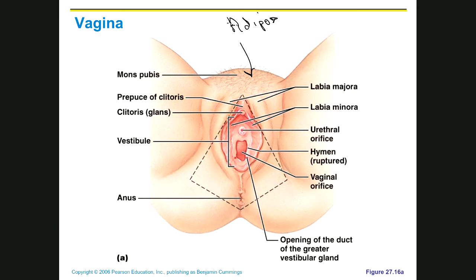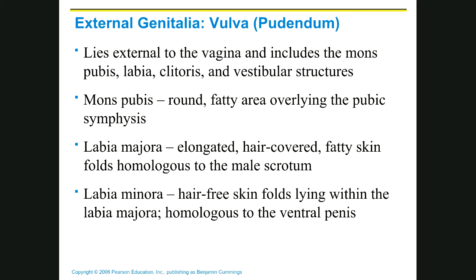And then there's two sets of these lips. So we have the labia majora. The labia majora have fat in them. And so they're skin covered, but they're hair covered in the adult. They're very, very similar. In fact, they come from the same tissue as the scrotum in the male. And so there's a word for that. It's called homologous. It comes from the same tissue. So the exact same tissue that created the scrotum in the male creates the labia majora in the female.